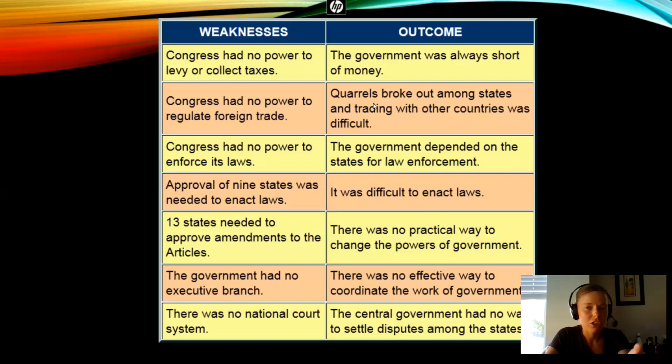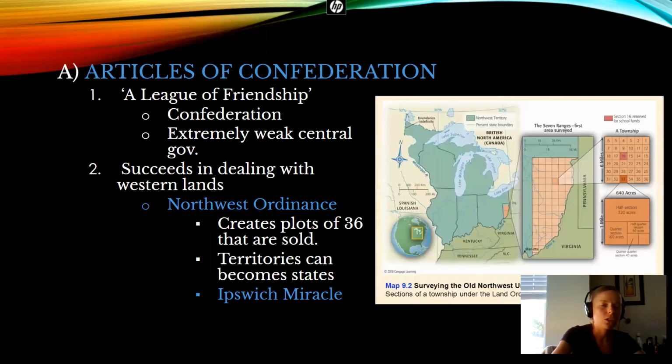It should also be worth mentioning, every state was in charge of its own currency. There's no national currency at this point under the Articles of Confederation. That will also be a big problem that our country will have to grapple with after we get the Constitution, but that's another thing to consider. So it is extremely weak, this first governing document that we had.